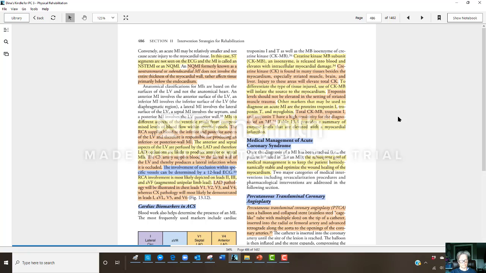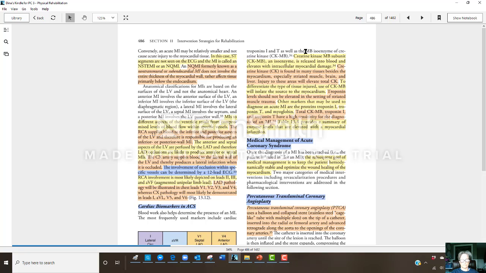The involvement of occlusion within specific vessels can be determined by a 12-lead ECG. RCA involvement is most likely depicted on leads II, III, and aVF, augmented unipolar limb leads. LAD pathology will be illustrated in chest leads V1, V2, V3, and V4, whereas CX pathology will most likely be demonstrated in lead I, aVL, V5, and V6.